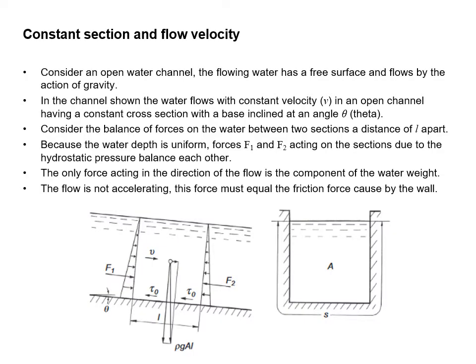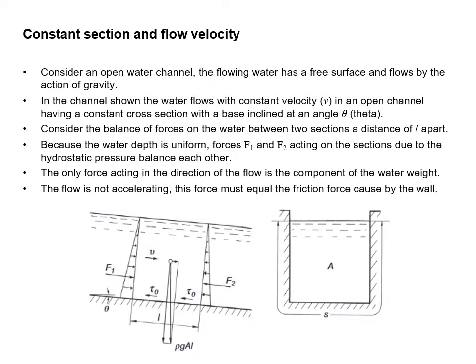So let's consider an open channel with water flowing with a free surface, flowing by the action of gravity. In the channel shown in the figure below, the water flows with constant velocity and has a constant cross-section, and the base is inclined at an angle theta. Consider the balance of the forces in the water between the two sections a distance L apart.